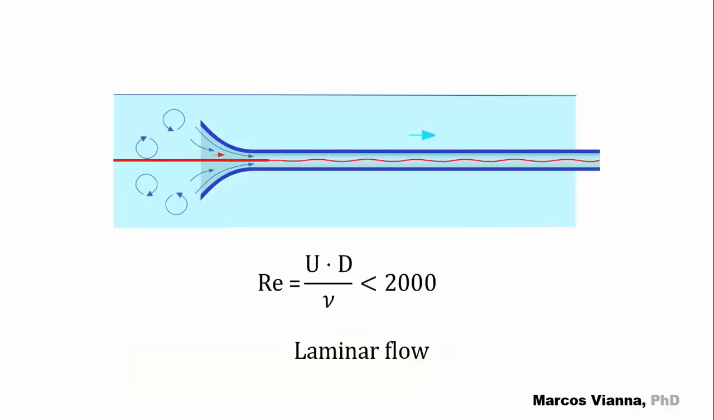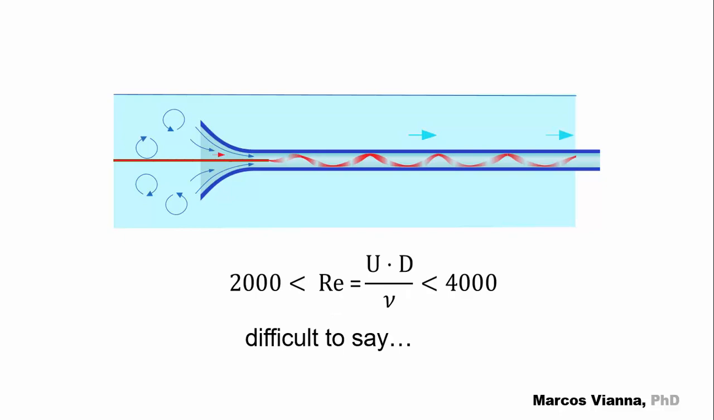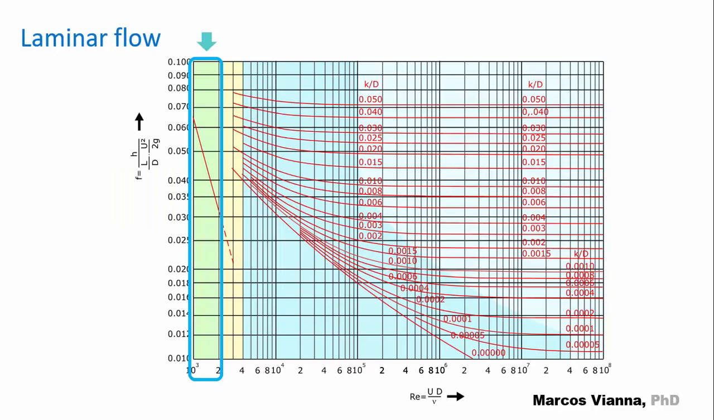If Reynolds number is less than or equal to 2000, it's laminar flow. And if Reynolds number is greater than or equal to 4000, it's turbulent flow. Between 2000 and 4000, it's hard to say. See in the Moody diagram.